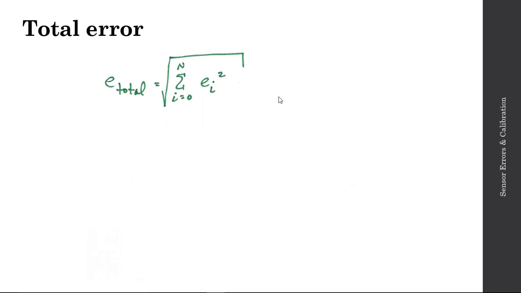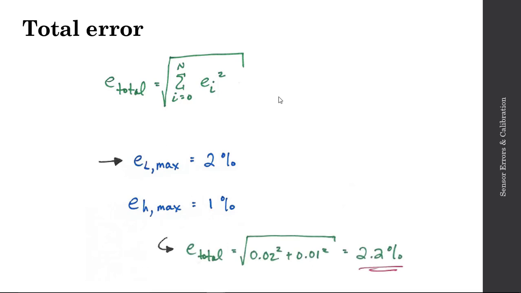As a quick example, consider the case where we have a maximum linearity error of 2% and a hysteresis error on the order of 1%. The total error then would be the square root of 0.02 squared plus 0.01 squared, which will be equal to 2.2%. So this total error will give me some idea of the spread of data that I might expect during my measurements, and some idea of the total accuracy of my measurements.